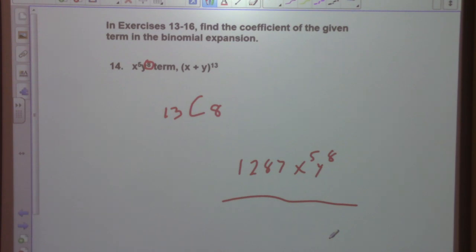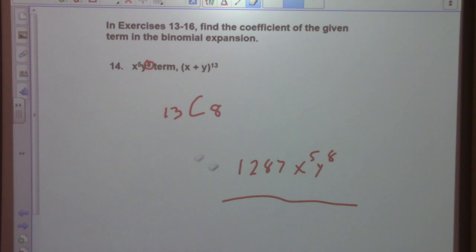Okay? Does that halfway make sense? Three-quarters make sense? It 100% makes sense. 100% makes sense? Okay, good. All right, good. Questions on that one?